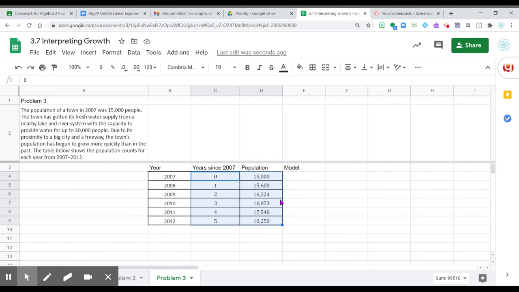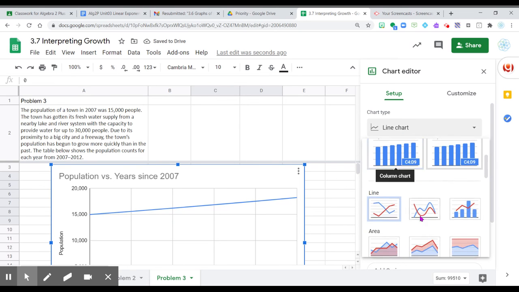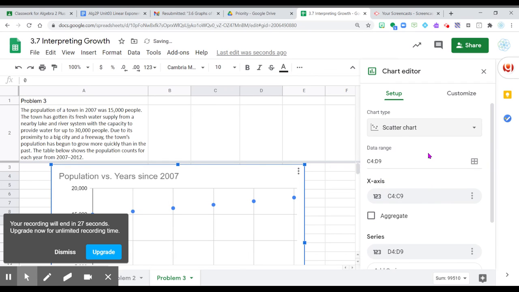The best way to get a picture is by making a graph. So we're going to insert a chart, and we're going to actually pick a line chart or a scatter point chart, where we're going to choose.